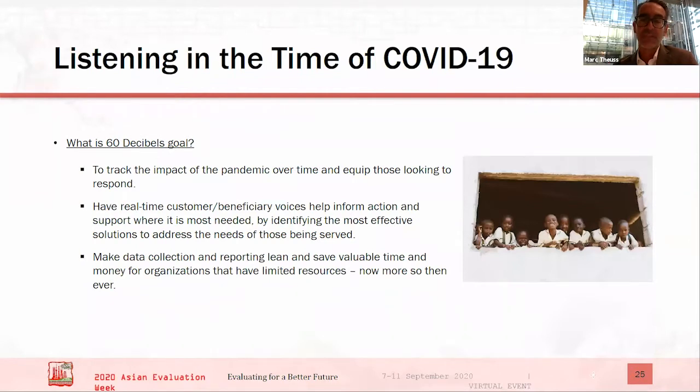Just to conclude with regard to 60 Decibels, what's their goal? Firstly, it's to track the impact of the pandemic over time and equip those looking to respond. They also want real-time customer and beneficiary voices to help inform action and support where it is most needed, by identifying the most effective solutions to address the needs of those being served. And finally, another core element of their approach is trying to report in a lean way, to save valuable time amongst their clients and to save money for organizations that have limited resources in our increasingly resource-constrained world. But again, Tripti will talk in more detail about the 60 Decibels experience.